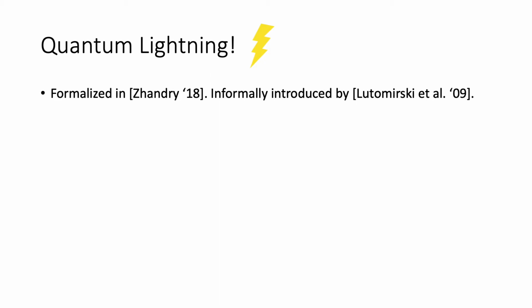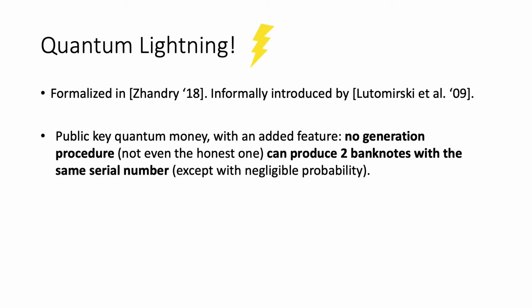Now, quantum lightning is just public key quantum money with an extra feature that no generation procedure, not even the honest one, can produce two banknotes with the same serial number, except with negligible probability. So what this means is that not even the bank is able to produce two banknotes with the same serial number. Now notice that in a regular public key quantum money scheme, typically this is not the case. I mean, the bank who creates a banknote can typically create as many copies as it wants of it.